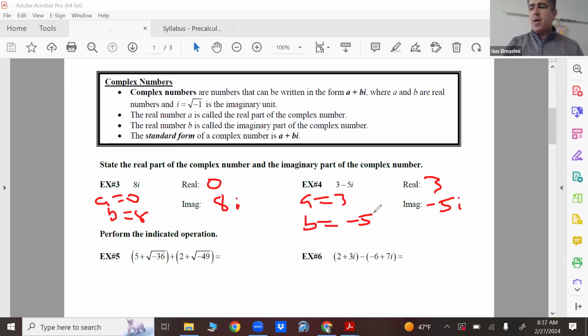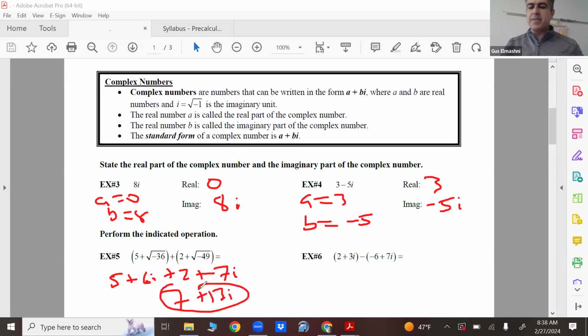When you do operations with complex numbers, it's pure arithmetic. It's super, super simple. In fact, it's kind of like combining terms. Like example 5, that's 5 plus 6i, right? And it's 2 plus 7i. So if I combine it, what do I get? 7 plus 13i.